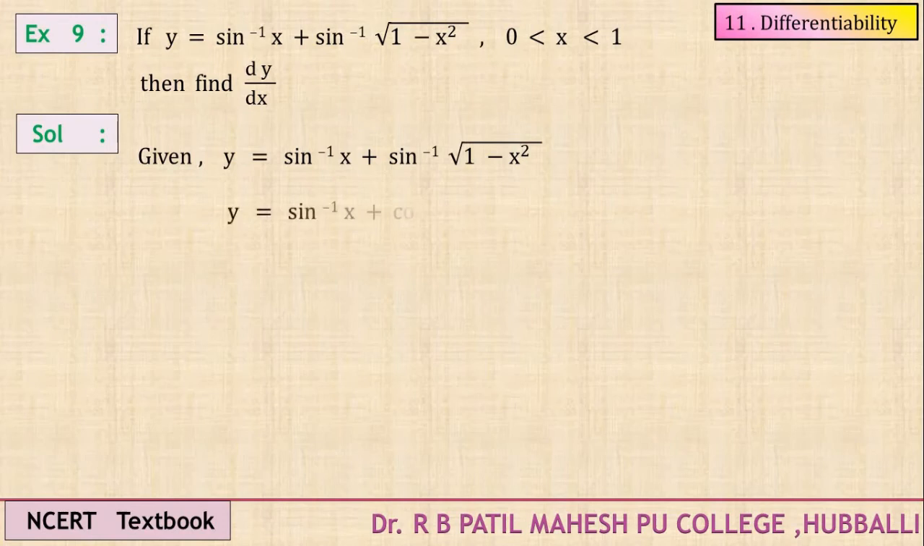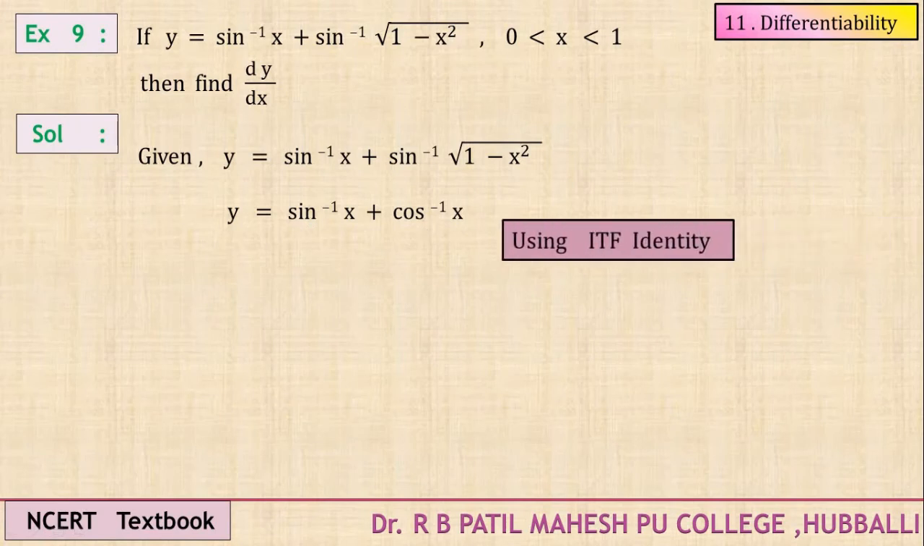Otherwise, here we can use one identity. Let me first substitute sine inverse x and cos inverse x. In the inverse trigonometric chapter, you proved that sine inverse x plus cos inverse x is the same x, so using the identity this function is nothing but a constant function, pi by 2. You proved this in the inverse trigonometric chapter: sine inverse x plus cos inverse x is pi by 2.